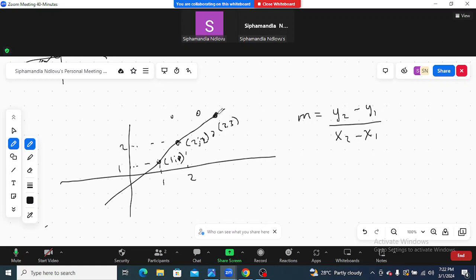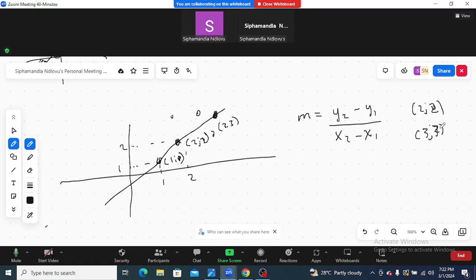You would get the same gradient even if you are using this point and that point, or you're using this point, and it doesn't matter as long as those 2 coordinates that you are talking about are on the line. Okay. So let's prove that. Let's say we are using the coordinates of (2, 2) and (3, 3). Okay, let me write it here. Let's say we are using (2, 2) and (3, 3).